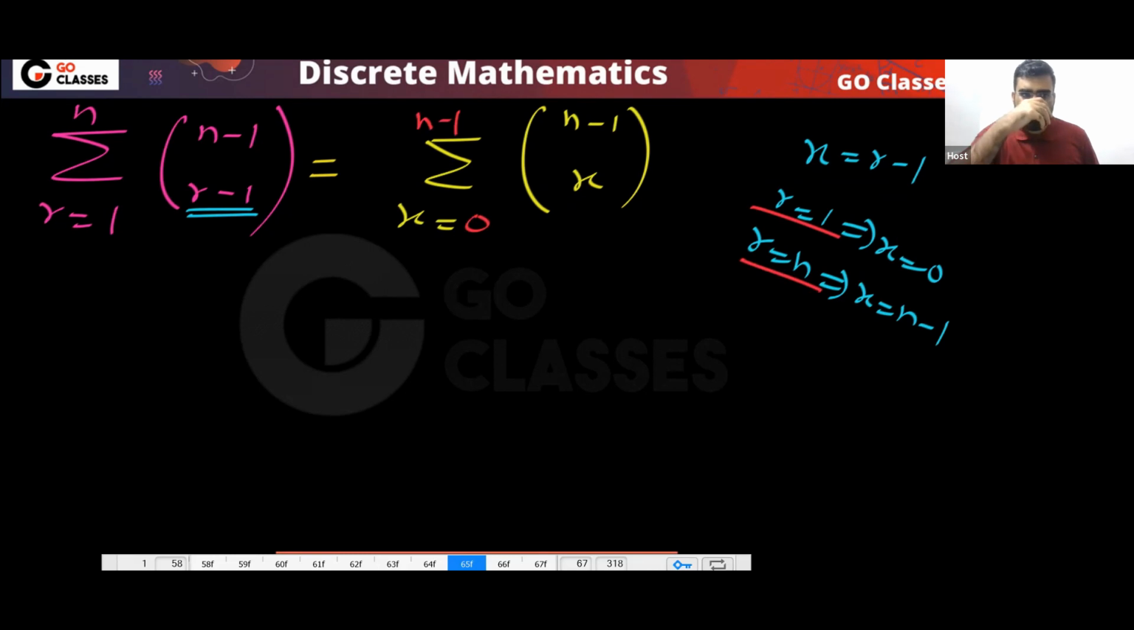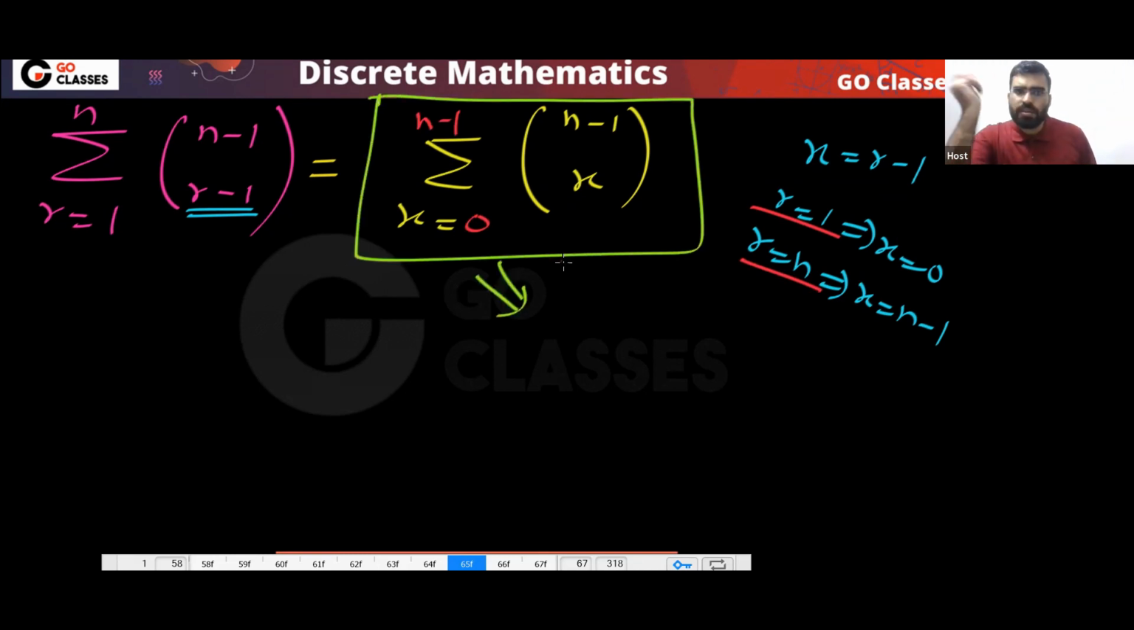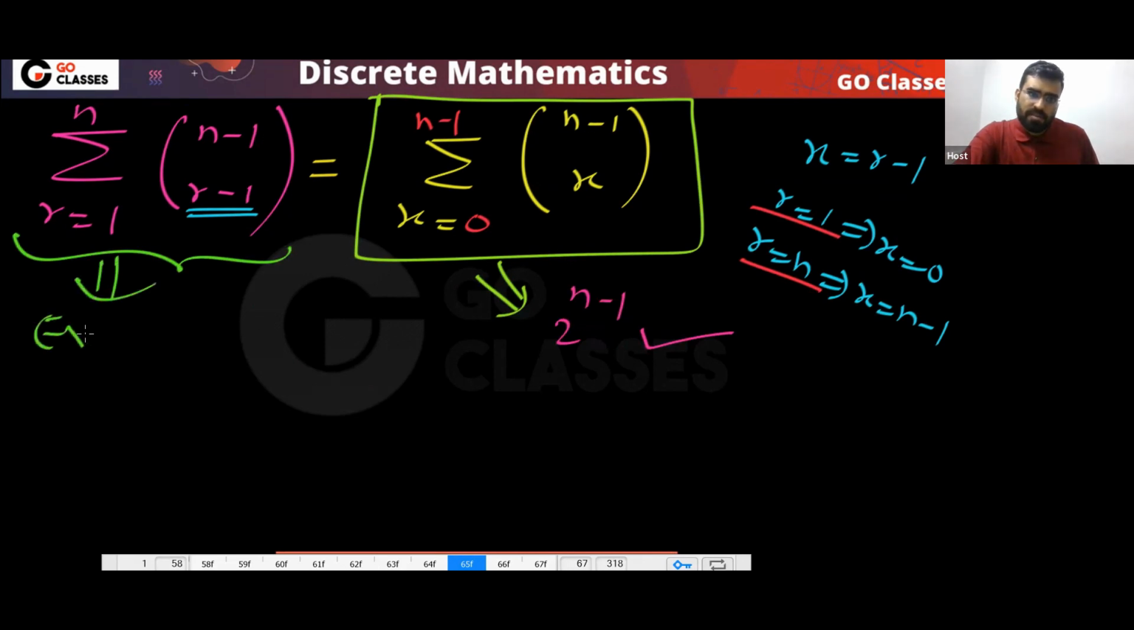Now this is your favorite. What is this? Summation of all the binomial coefficients. So that will be 2 to the power n minus 1. This is the summation of binomial coefficients. Let's solve this one. Just expand it.